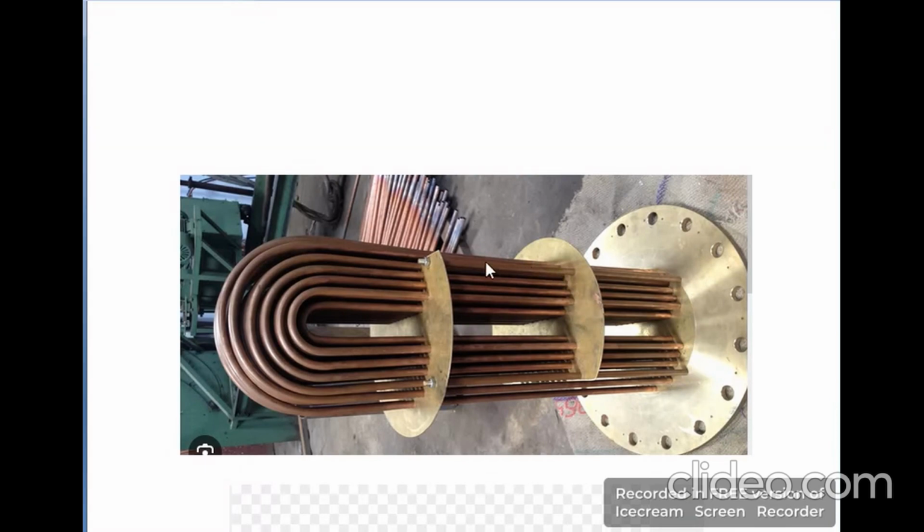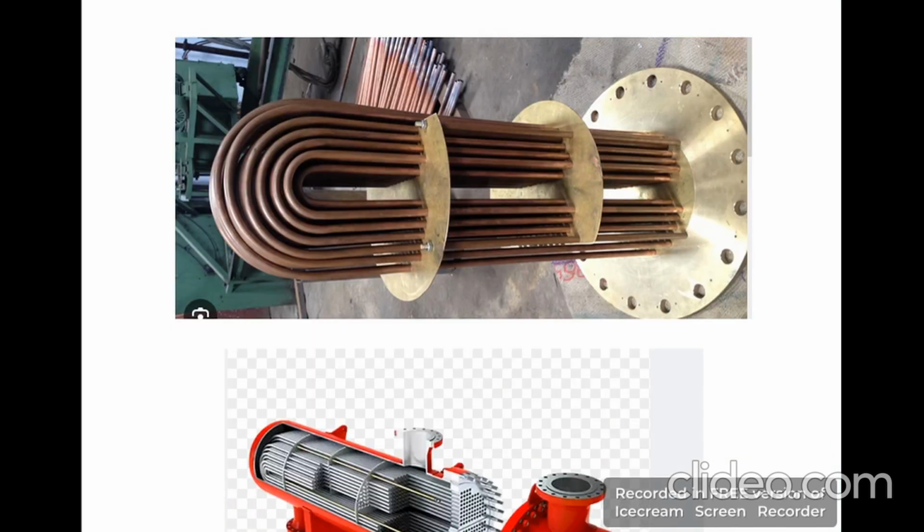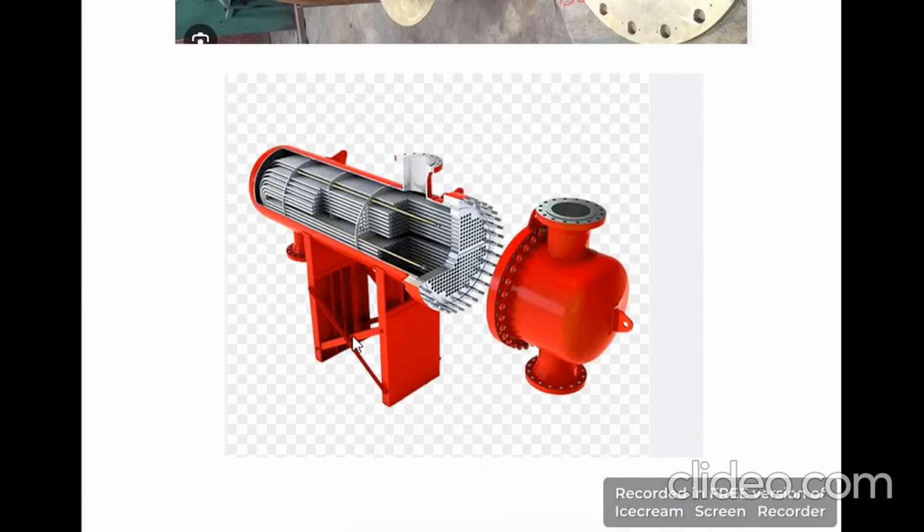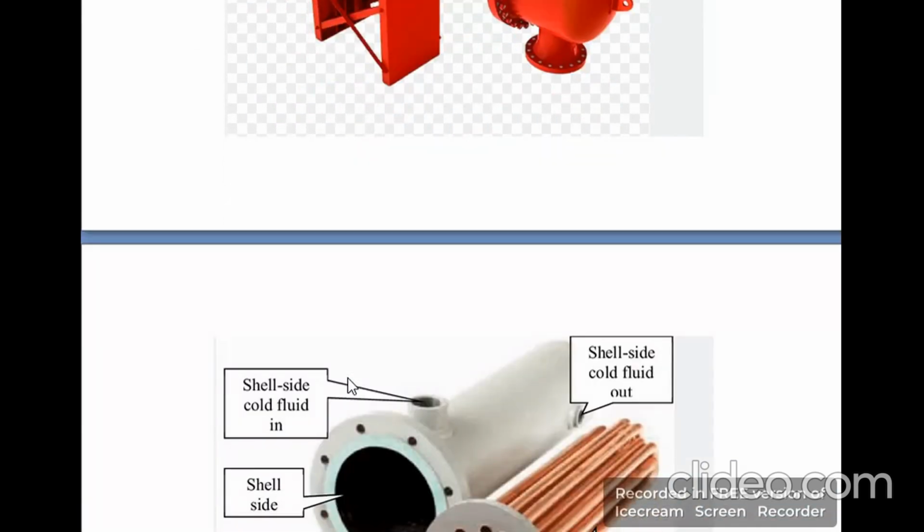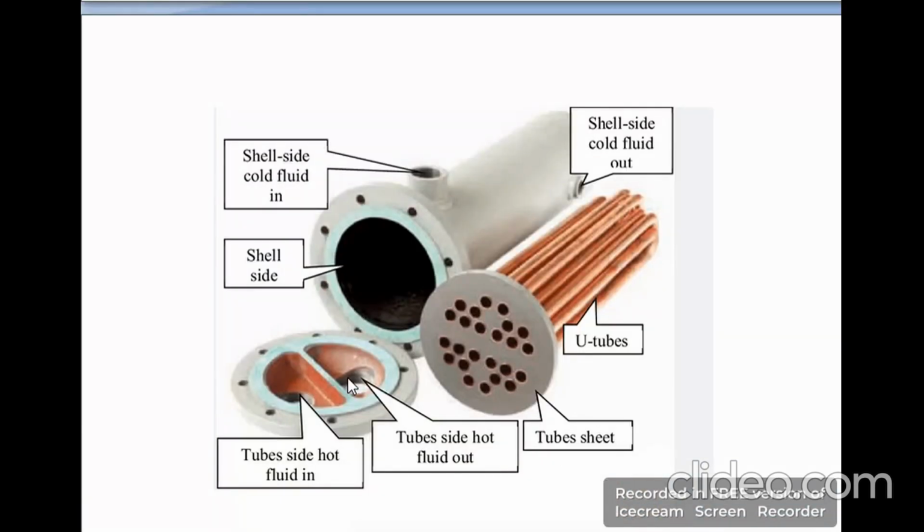Here are circular plates which are called baffles, which are used to circulate the fluid passing through the shell, and due to this circulation the heat transfer rate will be increased. After preparation, this assembly will be fitted in a shell. Here you can see that the assembly is fitted in a shell. Moreover, you can see other parts of this heat exchanger. Here you can see the shell and its inlet and outlet.